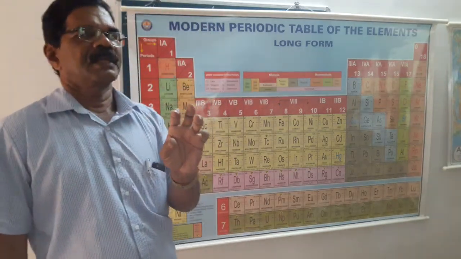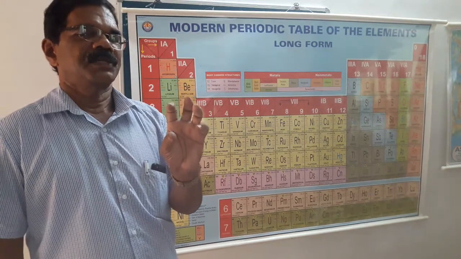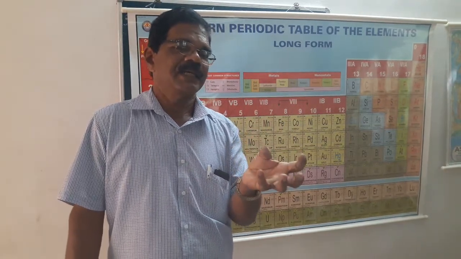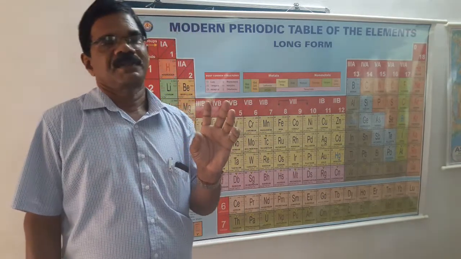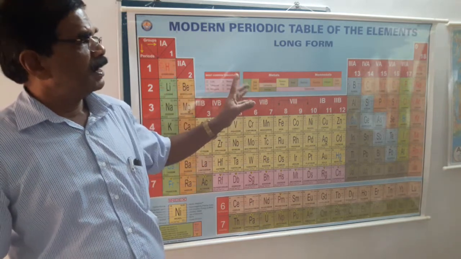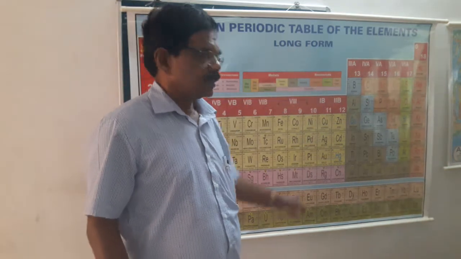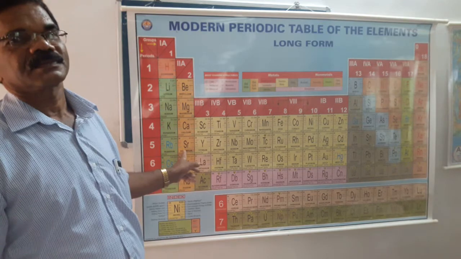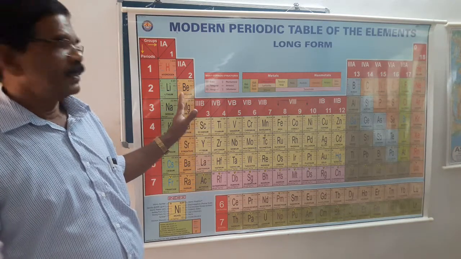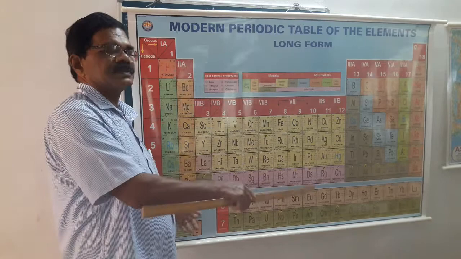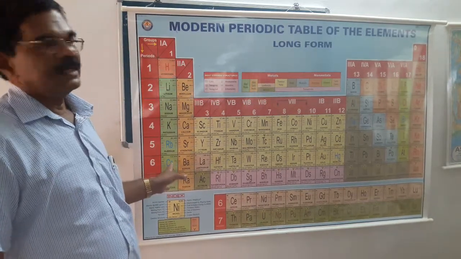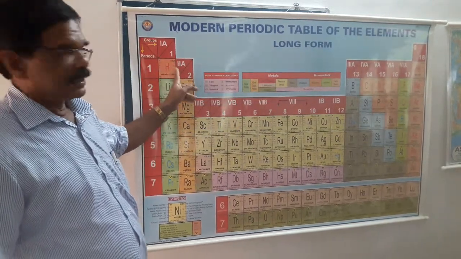The first thing you must remember: the basis of the modern periodic table is atomic number. That means in the modern periodic table, elements are arranged in the ascending order of their atomic number. The second thing you must remember is that in the modern periodic table there are 18 groups and 7 periods. The third thing you must remember is that the vertical columns are known as groups and the horizontal columns are known as periods. Then you come back to look at the other things.